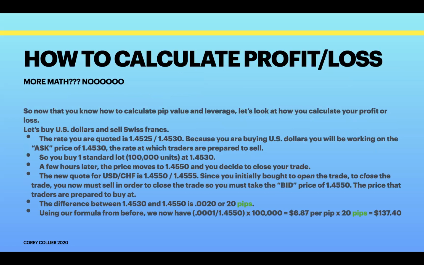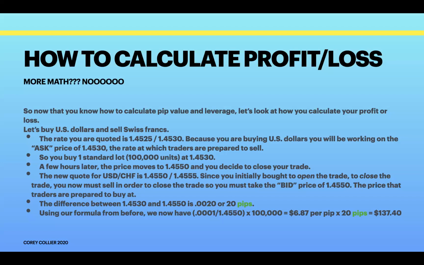Now, more math: how to calculate profit and loss. So now that you know how to calculate the value of a pip, right? And again, guys, all this is automatically done for you, but it's good to know what you're actually doing. Let's look at how you actually calculate your profit or loss. So we're going to buy the United States dollar and sell Swiss francs. The rate that we're quoted is 145.25 for a dollar, 145.30. That's your bid and ask price. Okay. So because we are buying United States dollars, we're going to be working on the ask price of 145.30, the rate at which traders are prepared to sell.